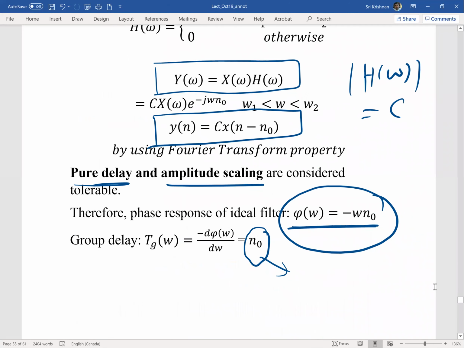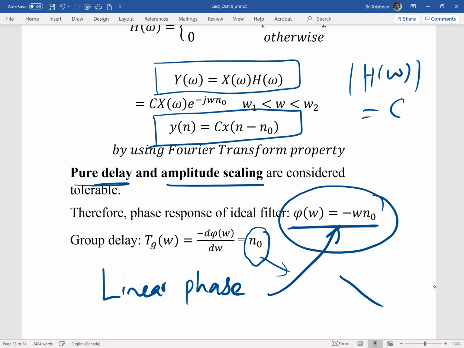So that's what linear phase means. Essentially, when you look into the phase response, it has a linear characteristic with regard to omega, and we know it's linear only when we differentiate with respect to omega and it happens to be a constant. So it might have a phase response like this, and when we differentiate it, we get n naught, the delay response. This is acceptable and tolerable in the world of filter design.